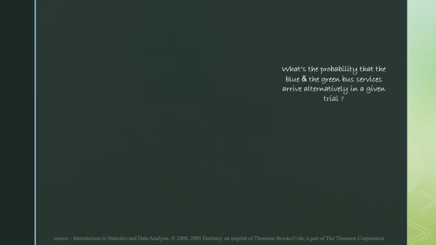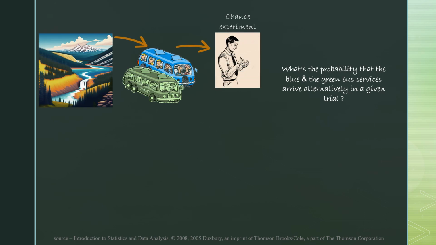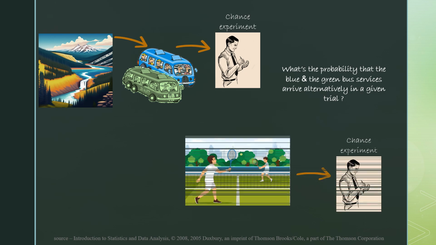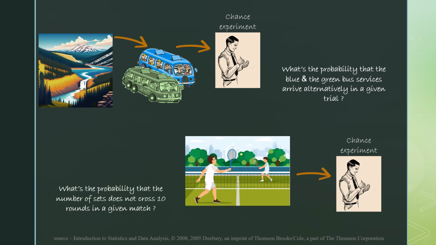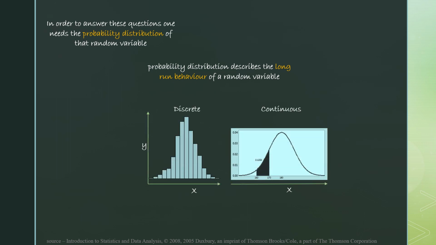And similarly, what's the probability that the blue and the green bus services arrive alternatively in a given trial? And what's the probability that the number of sets does not cross 10 rounds in a given match? In order to answer these questions, one needs a probability distribution of that random variable. Probability distribution describes the long-run behavior of a random variable.